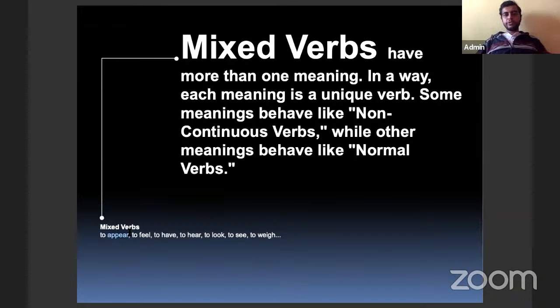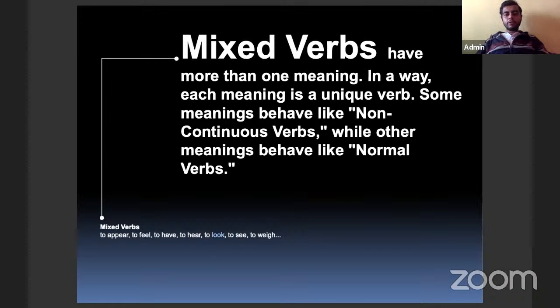Whereas it can also be used in another meaning, to say that he appeared out of nowhere, which means that the subject is coming to a place where they were not before. That is again something else. Similarly, to feel. To feel means to feel hurt, to feel bad, to feel sad, and also to feel means to touch. Then there are to hear, to look, to see, to wait.